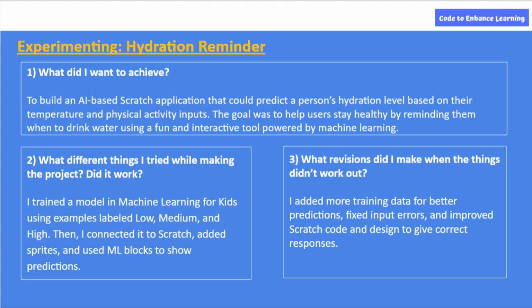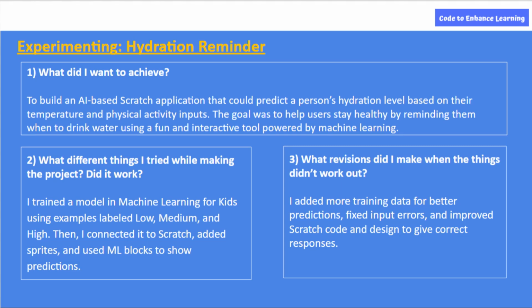Then, the second question is, what different things did I try while making the project and did it work? So the answer could be, I trained a model in machine learning for kids with 3 levels, low, medium and high hydration levels. After that, I connected the model to Scratch, added sprites and used machine learning blocks to show predictions.